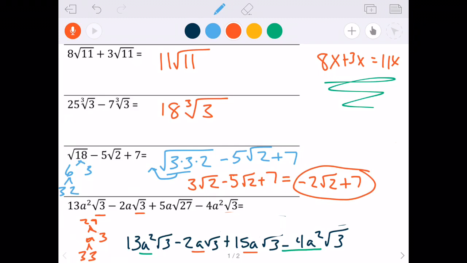Just like what we talked about up here that I just underlined in yellow, the variables have to be the same. So I'm going to combine the a squareds together. 13a squared root 3 minus 4a squared root 3 is 9a squared root 3. And then I have negative 2a root 3 plus 15a root 3, so that is 13a root 3.